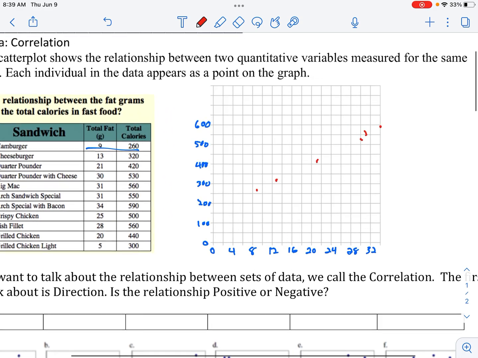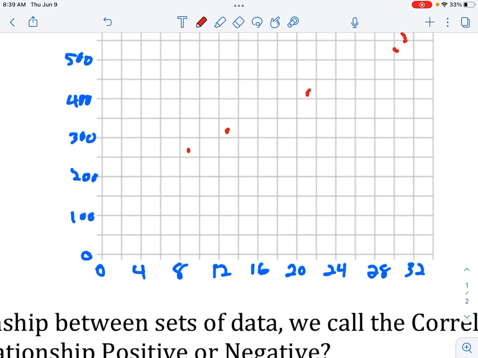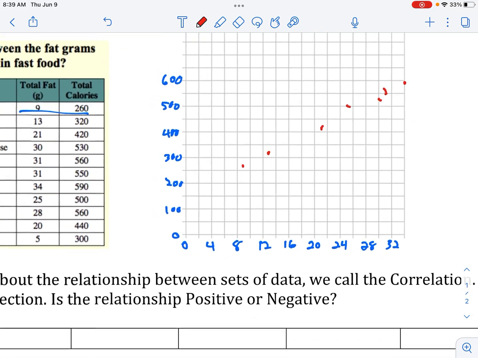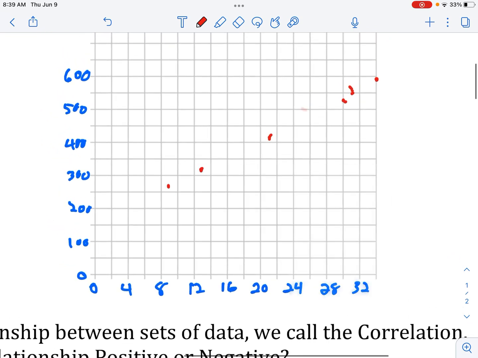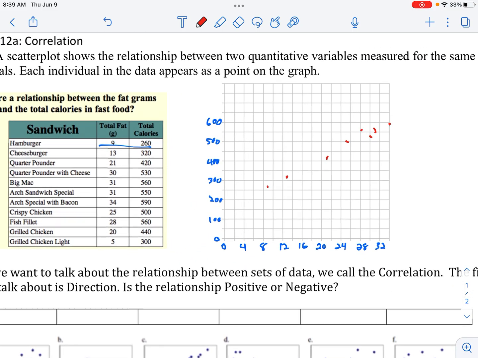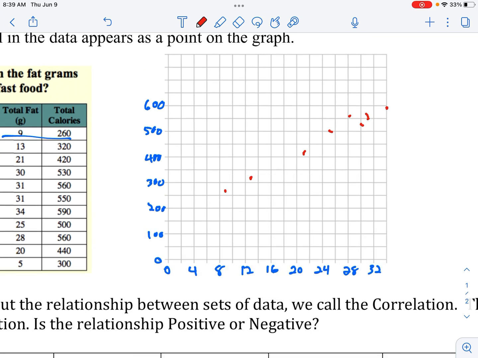25 and 500. 28 and 560. And then 20 and 440. And then 5 and 300.